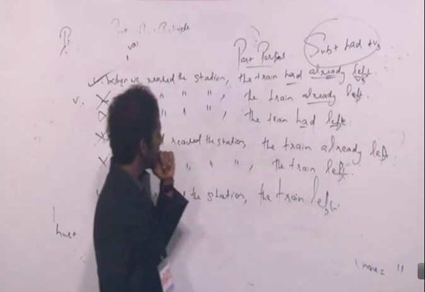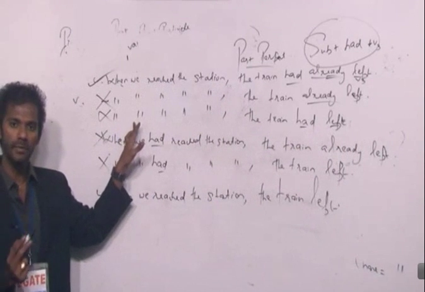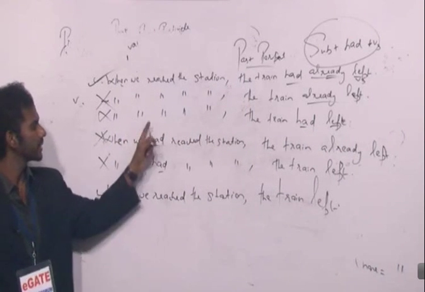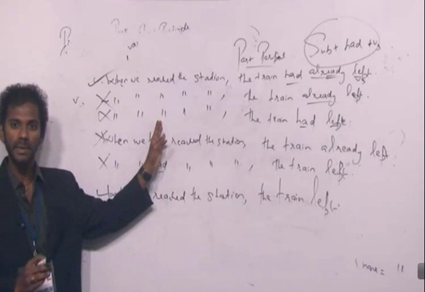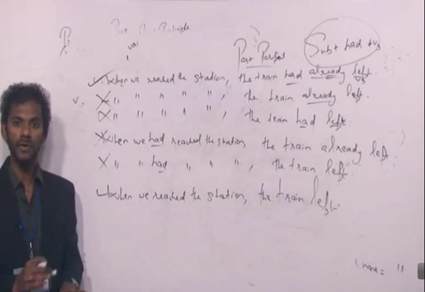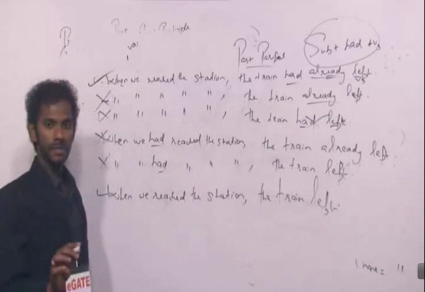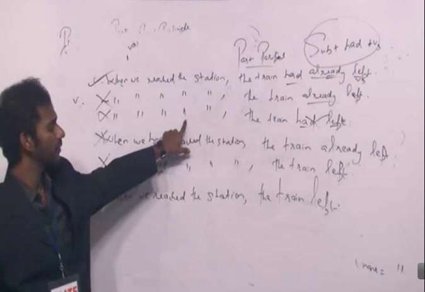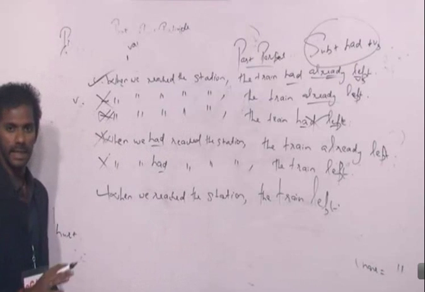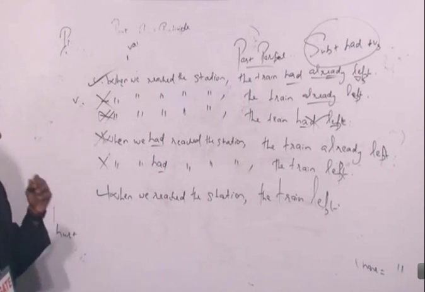Now tell me, in the third sentence, is there any word that tells us about a time difference between the two actions? There is no word in the third sentence that tells us about a time difference between the two actions. If there is no time difference, then past perfect should not be used. Clear? Past perfect must be used only if there is a time difference. There is no time difference in the third sentence, so past perfect should not be used. So third is also grammatically incorrect. Fine? Right.